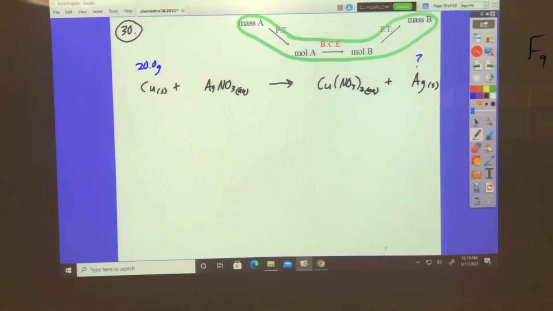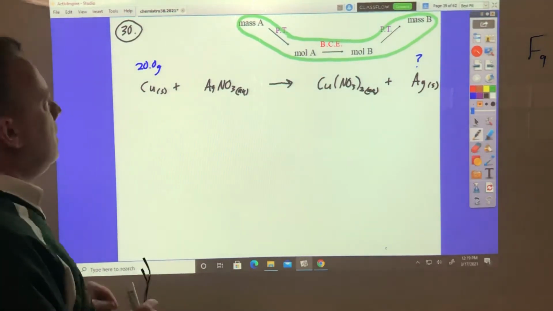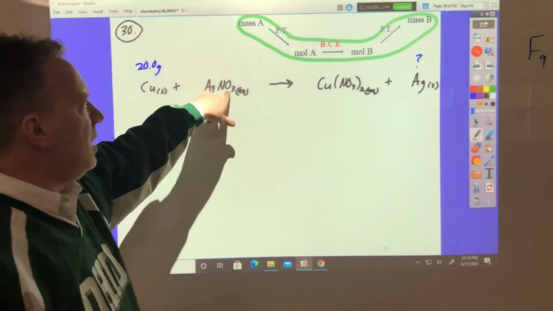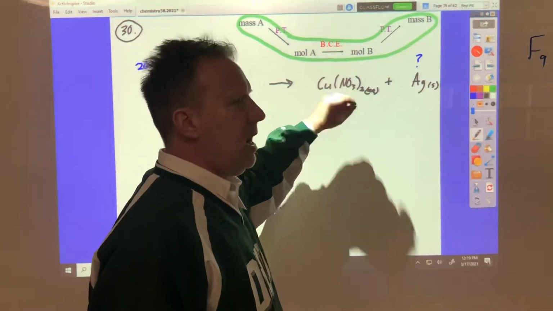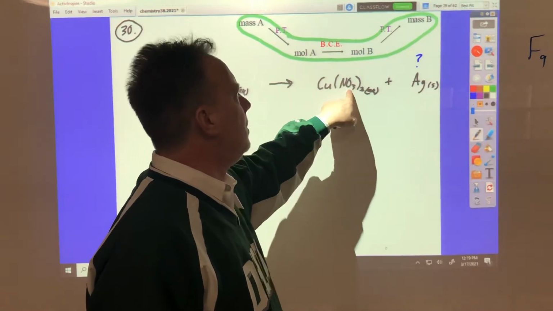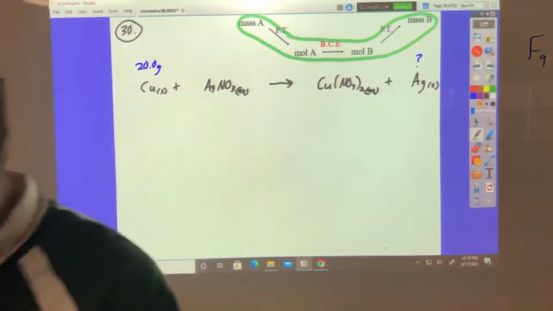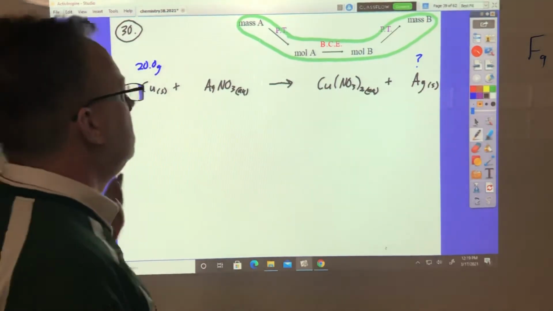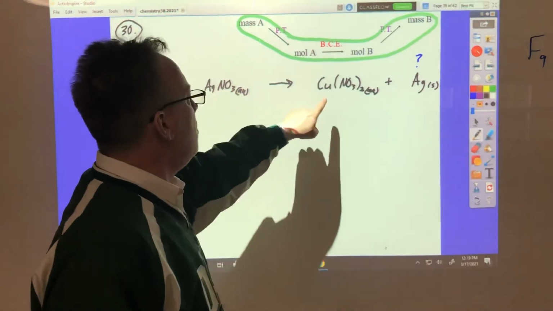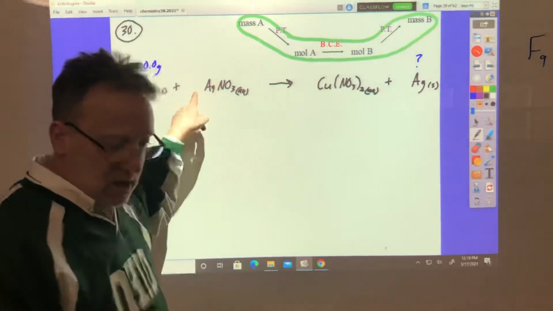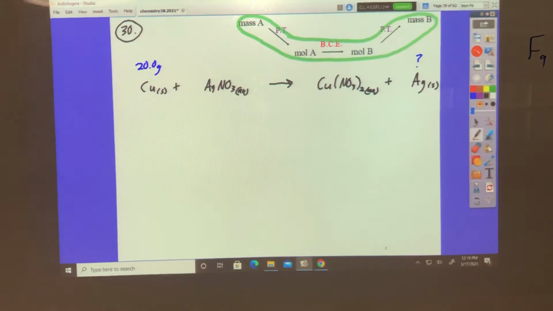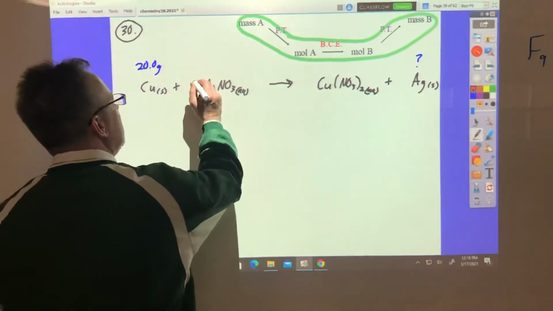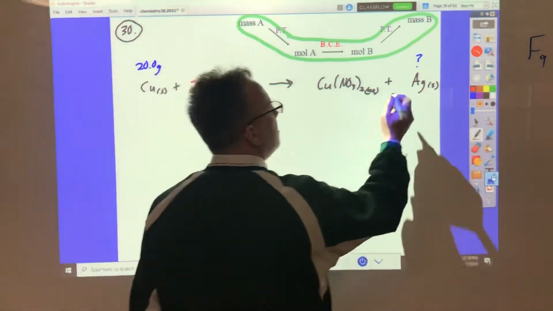Now we need to balance this. Silver nitrate's AgNO3, copper 2 nitrate has to have 2 nitrates. Do they tell you this? There's different ways to do it. Okay, they tell you it's Cu(NO3)2, okay? And they told you this, which means I need 2 nitrates, which means I have to have a 2 there. And if I have 2 nitrates, I have 2 silver, so I have to have a 2 here.